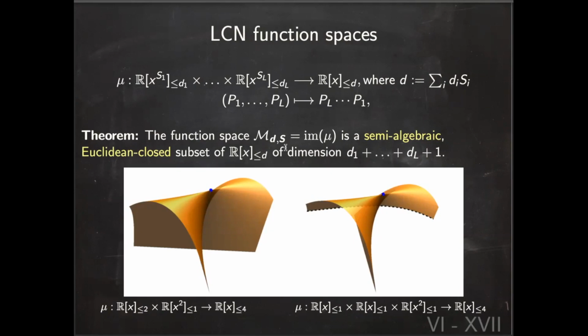There's another thing we see immediately from this dimension formula. Namely, when is this dimension equal to the dimension of this ambient space? So here it is clearly not, because these are the curvy things.